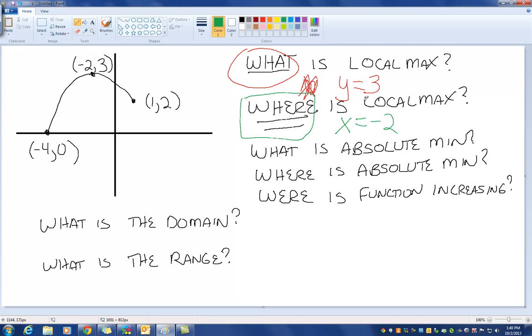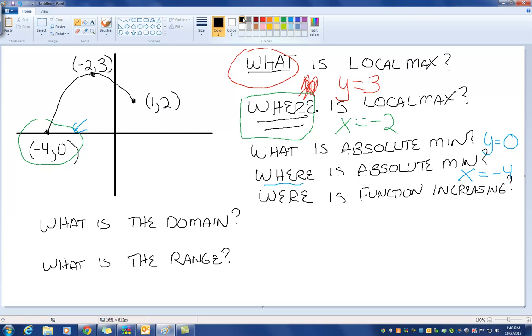Now let's try the same things with the absolute minimum. All right, so the absolute minimum, you probably already know, is right about here. Absolute minimum is right down here. And so then what is it? Well, the value of y at that place is 0. Where is it located? That's being asked about what value of x. And it occurs at x equals -4. So that is picking apart that question, what versus the question, where.